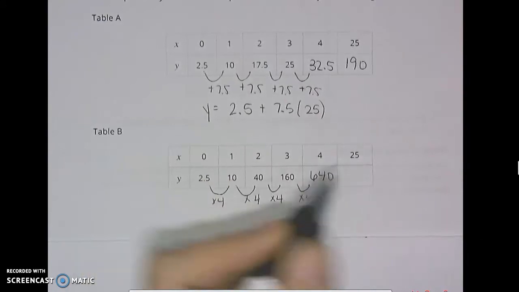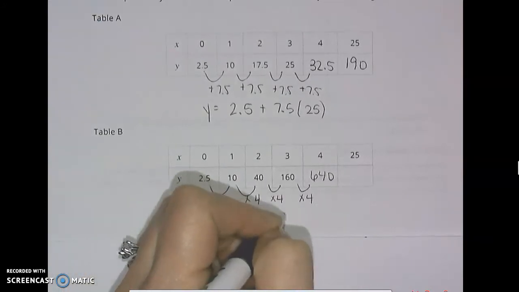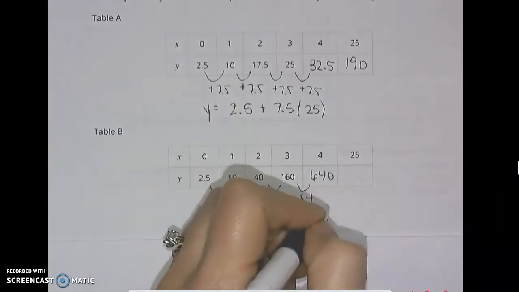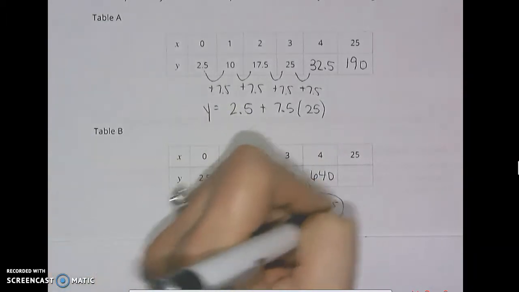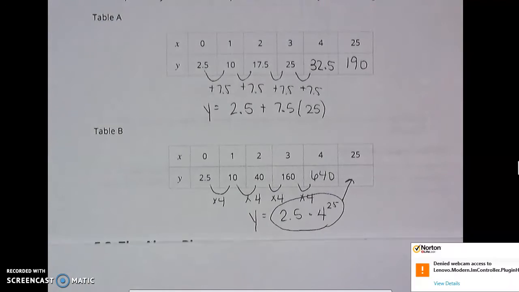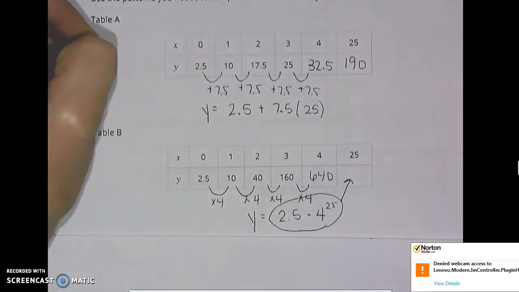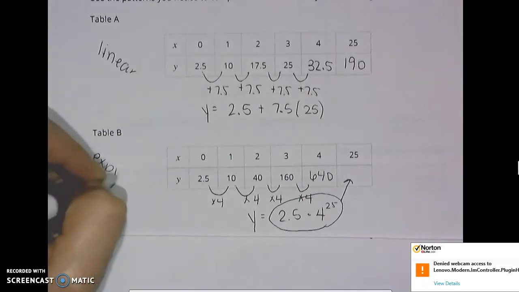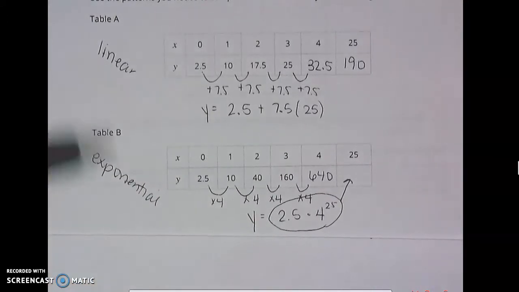640. Now we can't just multiply by 4 again because we are making that big jump. But we could have our equation. We're starting with 2.5, our growth factor is 4, and then we're taking that to the 25th power. So that is going to be a pretty big number that would go in that space. So this one, if it just goes up by 7.5 each time, is linear. And this one, since we're multiplying by 4, is our exponential. This one is arithmetic, and this one geometric.